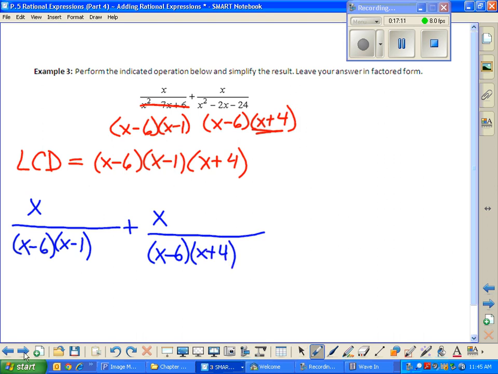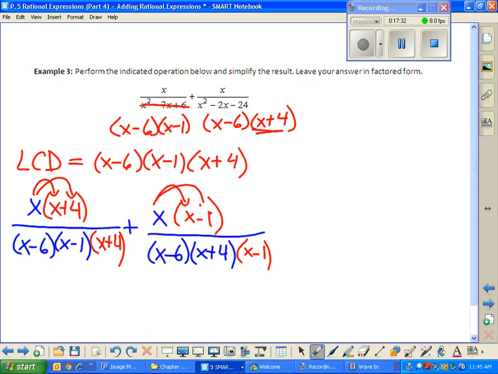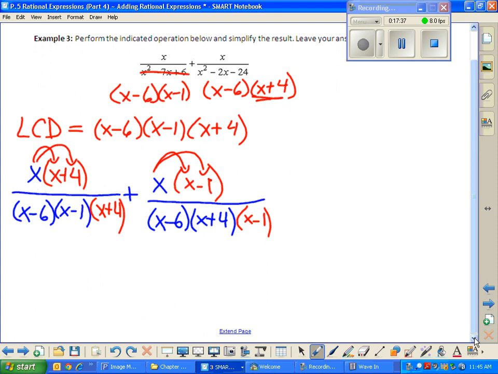And then I use my eyeballs to help me insert the missing factors from the LCD. So this guy here is missing the factor of x plus 4. This guy over here is missing a factor of x minus 1. And now I'm going to go ahead and prepare to add by distributing my x's through. So x times x is x squared plus 4x over my LCD.